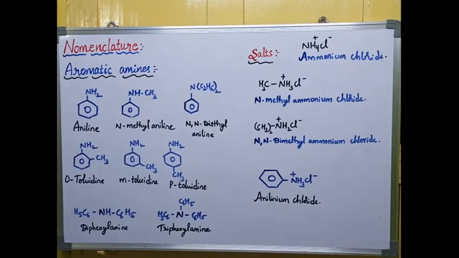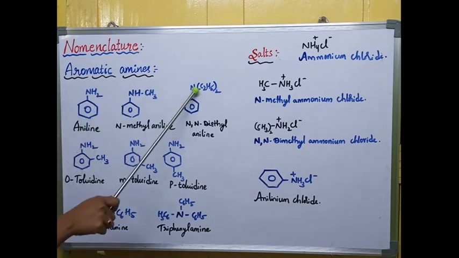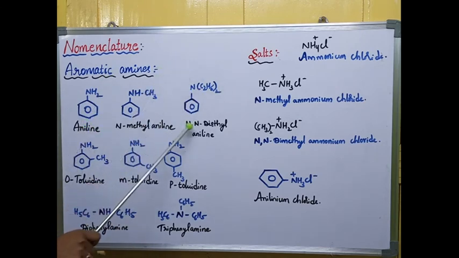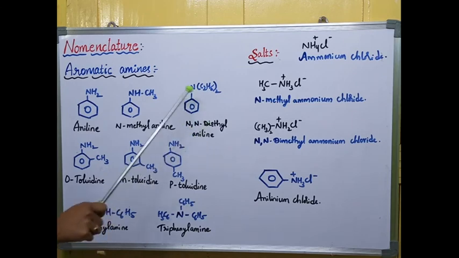Now coming to the nomenclature of aromatic amines. Aromatic amines means they have an aromatic ring along with the amine group. Firstly, the basic aromatic amine is aniline. You can see a benzene ring with an NH2 group. If a hydrogen is replaced with one alkyl group, we can write it as an alkyl aniline, so this is N-methyl aniline. If another hydrogen is replaced with one more alkyl group, you can see two ethyl groups present. So N,N-dimethyl aniline, N,N-diethyl aniline.